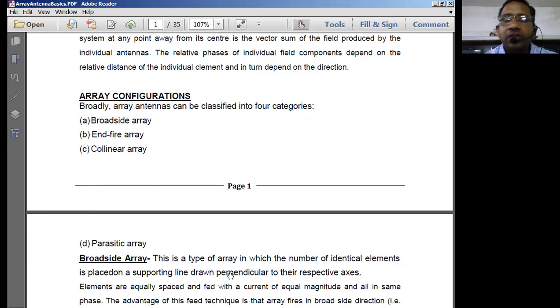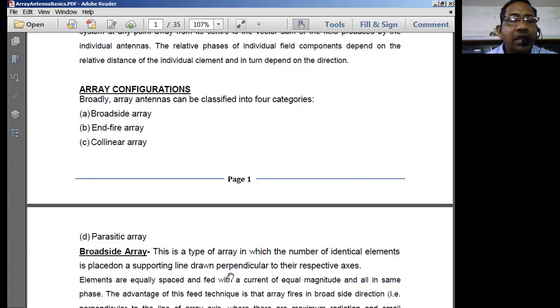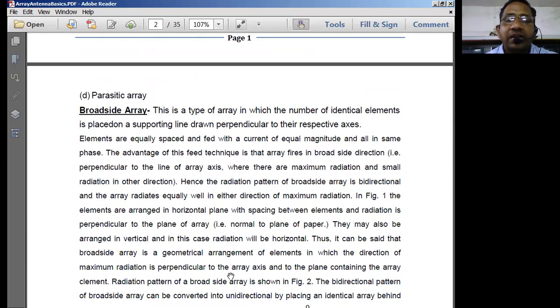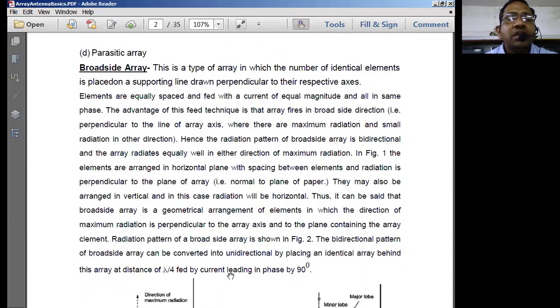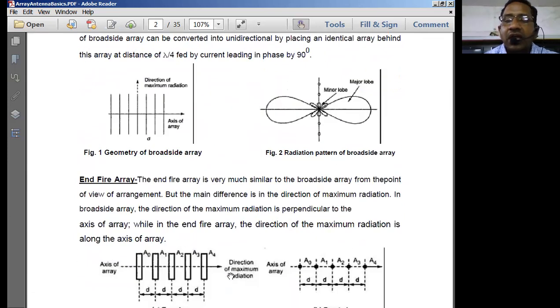Two more arrays of antennas we can have are called the collinear array and the parasitic array. The broadside and the end fire antennas are very popular. We discussed in the earlier class what the broadside type of antenna array is. Observe this carefully: imagine all these vertical lines are treated as monopole antennas. All these antennas of equal dimensions are placed on the axis of the array. This is the axis of the array.